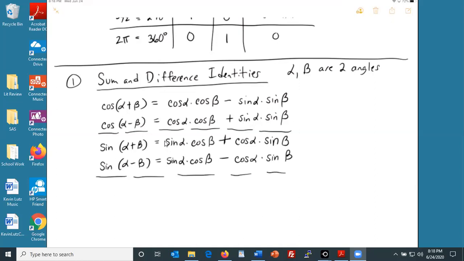And in case you're wondering if I made a mistake, I did not. When you look at the cosines, the signs are opposite. That is correct. So with the first formula, you have a plus with a minus and a minus with a plus. But with the sine formulas, it's plus with a plus and minus with a minus. All right, so that's not a mistake in case you're wondering.